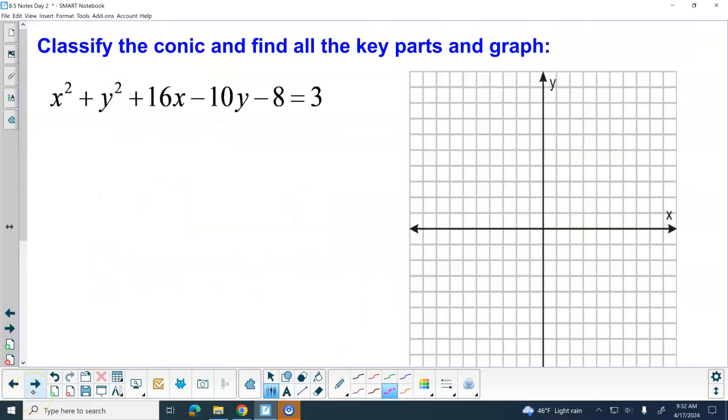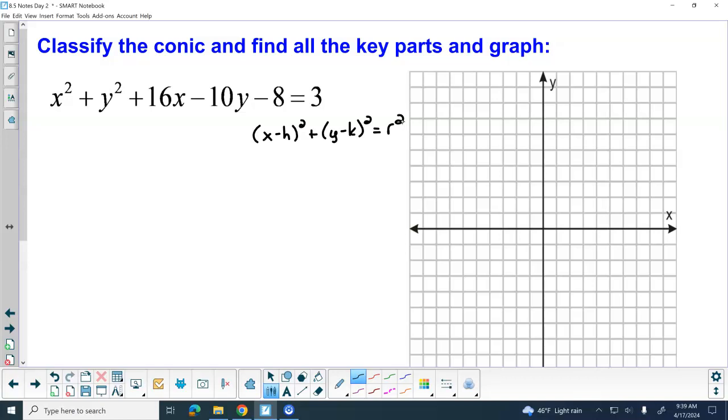You try this one on your own. So what conic is it? I gave it away. It's a circle, because we have an x squared and a y squared. We have a plus sign in between them, and the coefficients are the same. So we have a circle here. So that's going to be x minus h quantity squared plus y minus k quantity squared equals r squared.